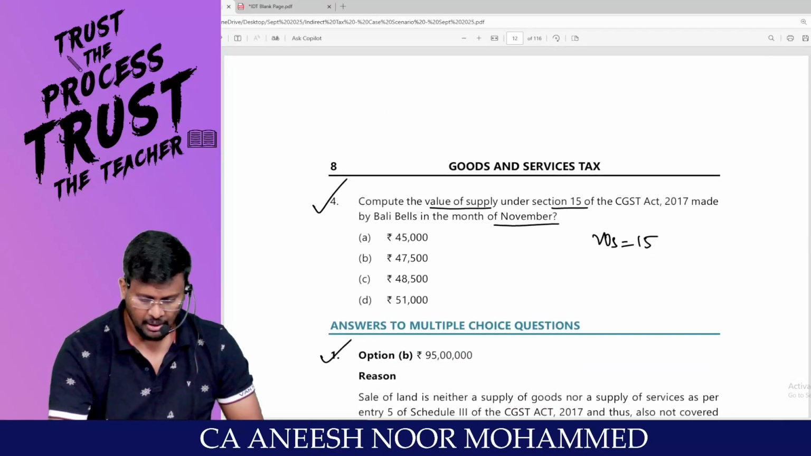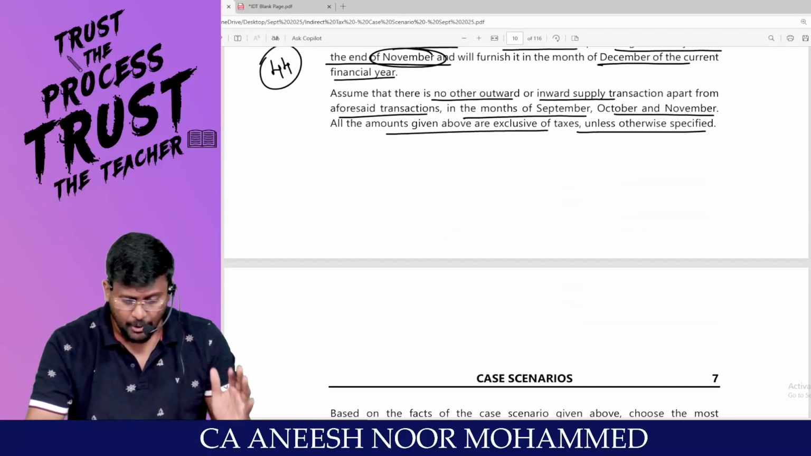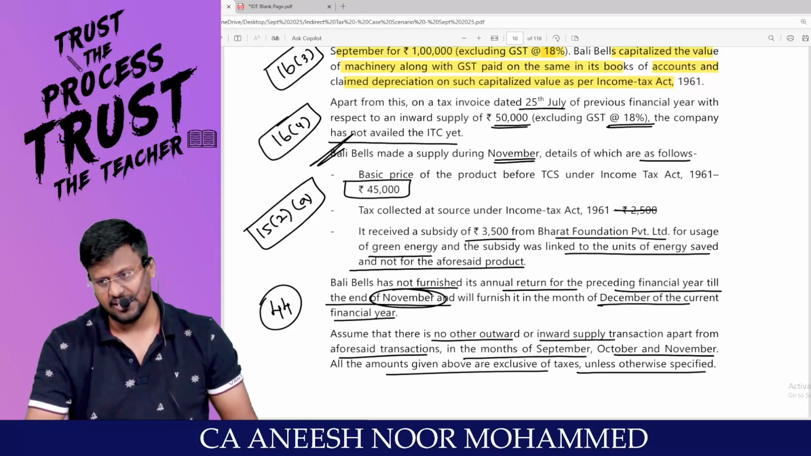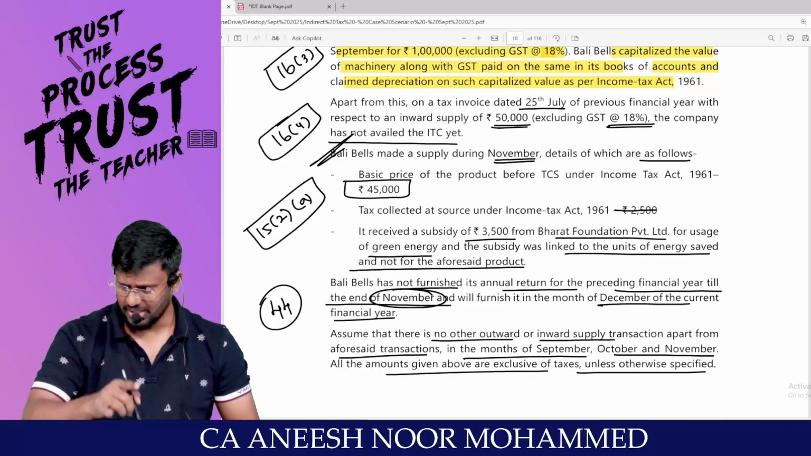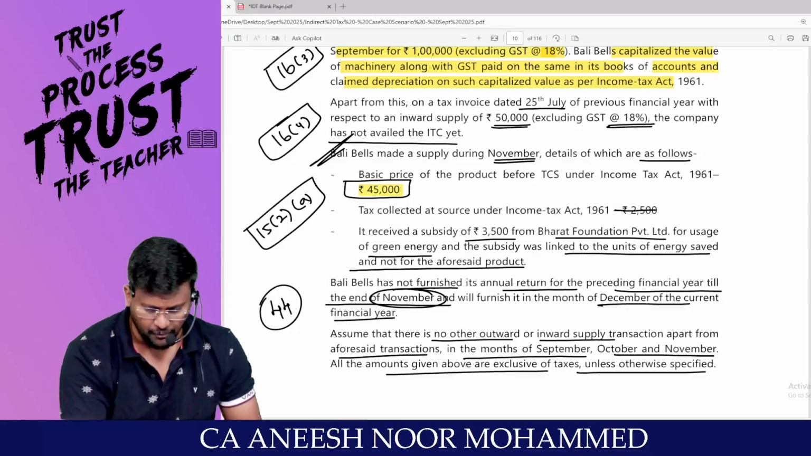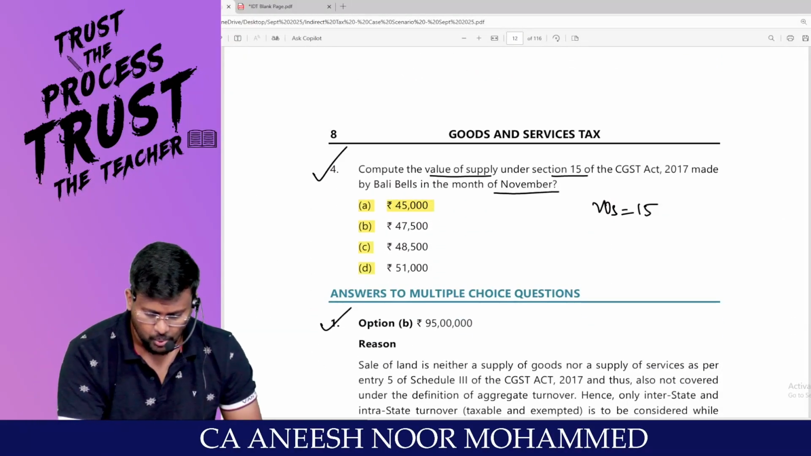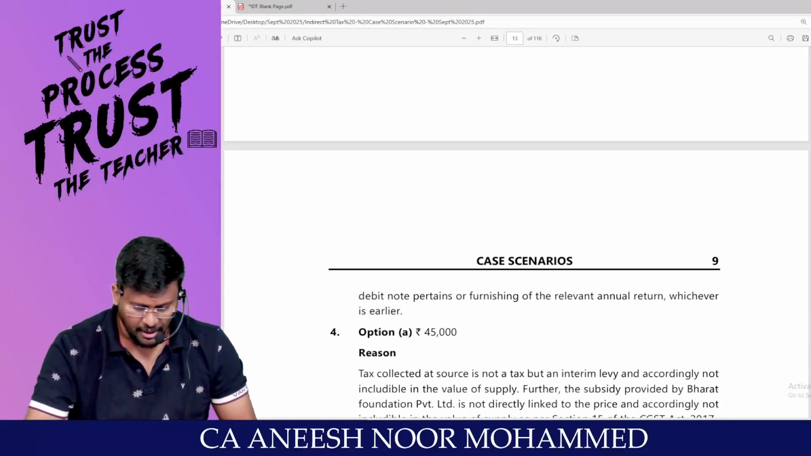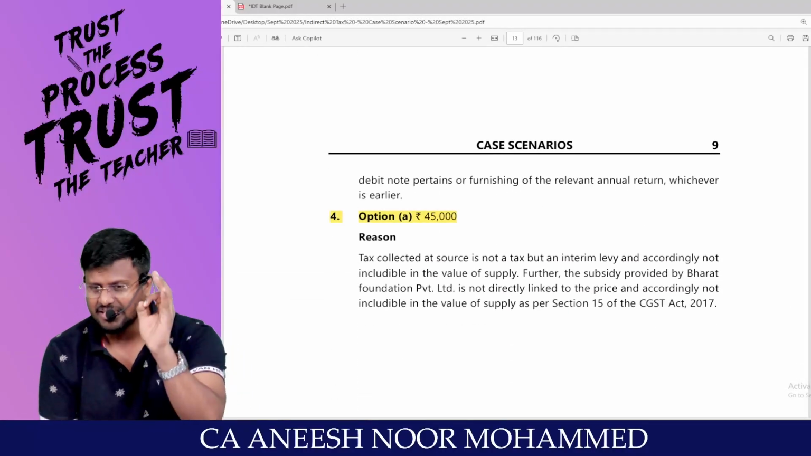Right, sir? Compute the value of supply under section 15. In value of supply, I will not include the TCS. I will not include the subsidy, because even though it is from a non-government source, it is not related to the product. That means 45,000 is the value of supply. Are you really with me? Is there any option called 45,000? Option A should be the answer. For that, option A, 45,000 is the answer. 2 by 35 is the target.